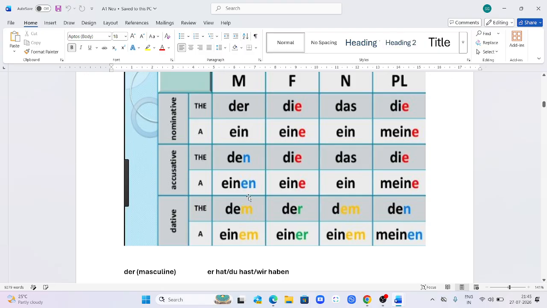Yeah, ma'am. Masculine objects have the article der, feminine have die, neutral has das, plural has die. Ein form is not there for plural, but for others you have ein form. For masculine and neutral, you will have ein, and feminine you will have eine. Accusative, only masculine changes from der to den and ein to einen, the rest remain the same.